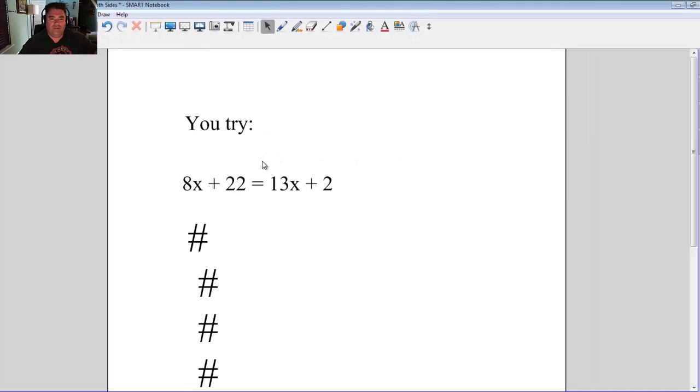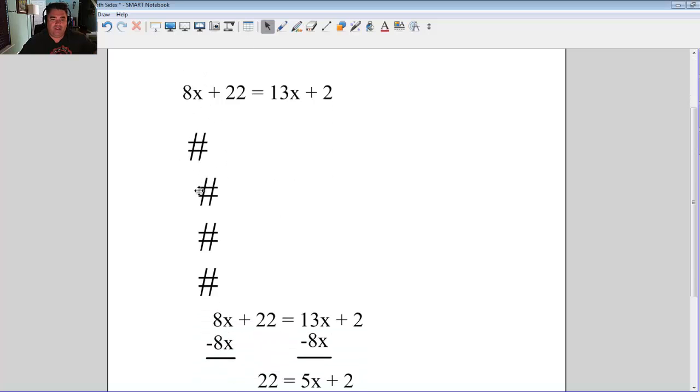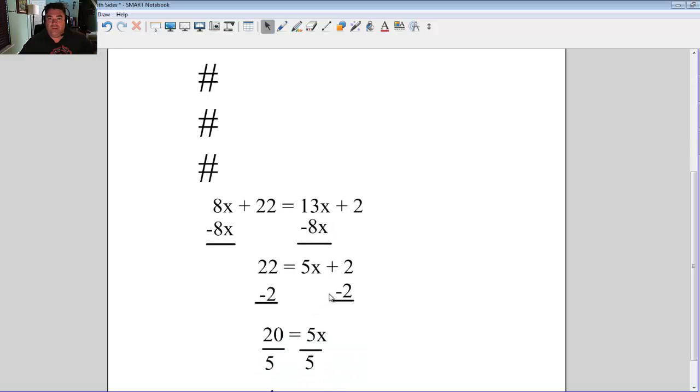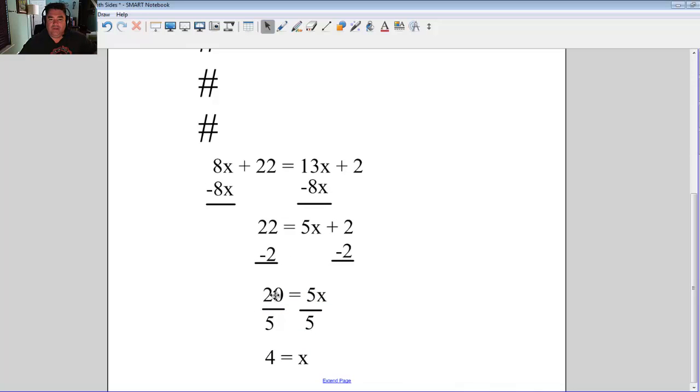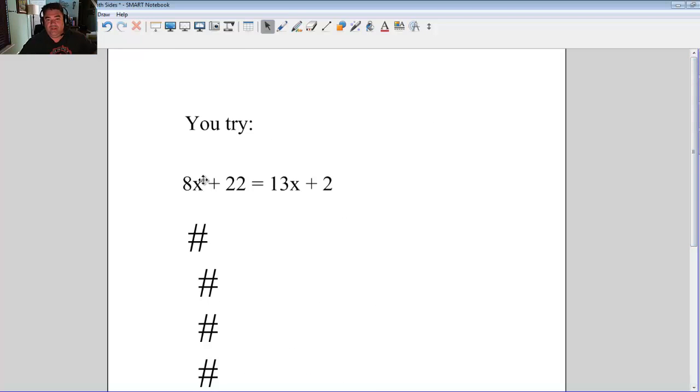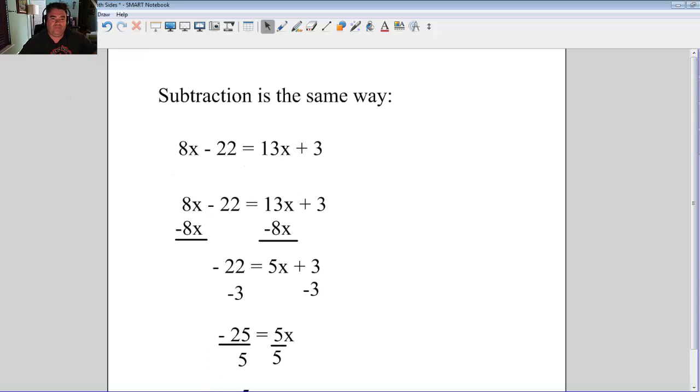Okay, let's take a look. You probably minus 8x from both sides, as I did here. 13 minus 8x, and then instead of plus 2, you minus 2 to both sides. So you got 20 equals 5x, and then divide by 5. Hopefully you got x equals 4. Plug it in, you'll see that it works for both sides.